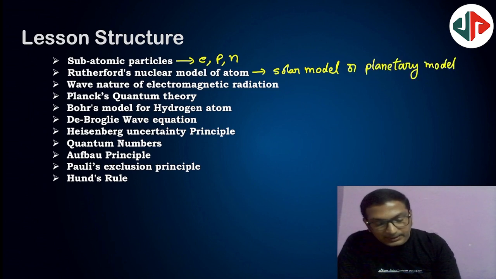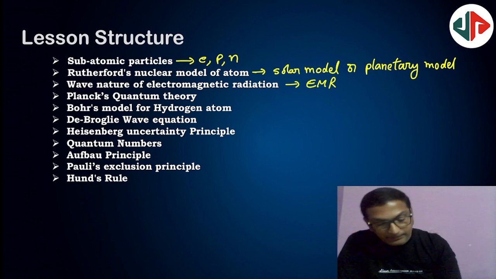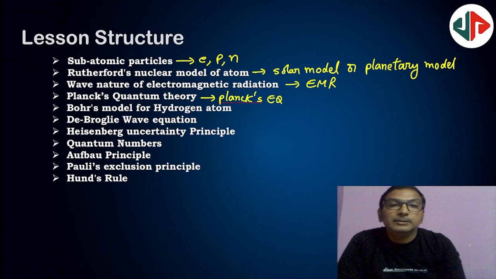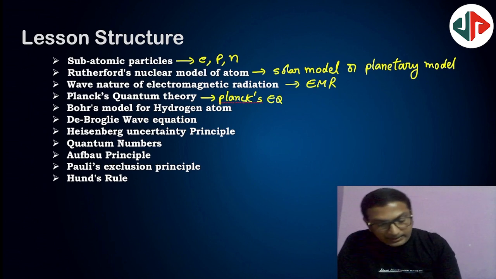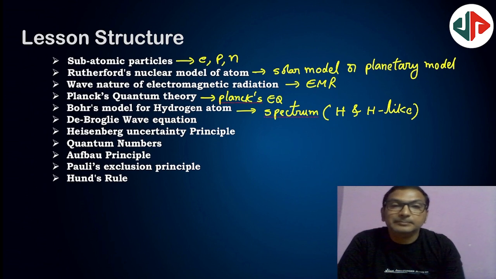Next, wave nature of electromagnetic radiation, that is EMR, characteristic properties of electromagnetic waves. Next, Planck's quantum theory or Planck's equation. Next, Bohr's model for hydrogen atom. In this we will discuss spectrum. Spectrum means here hydrogen spectrum and hydrogen like. We will discuss both.